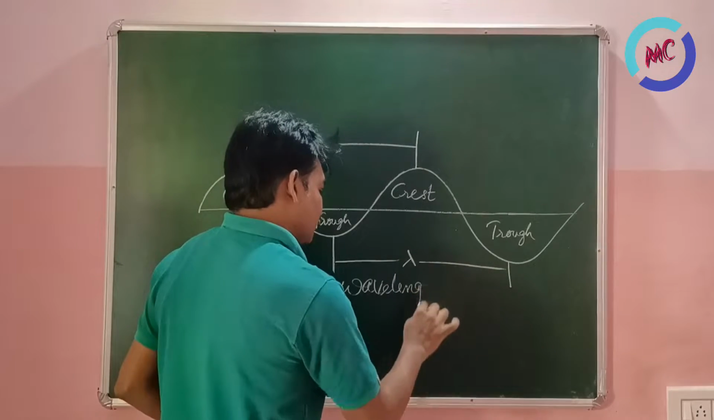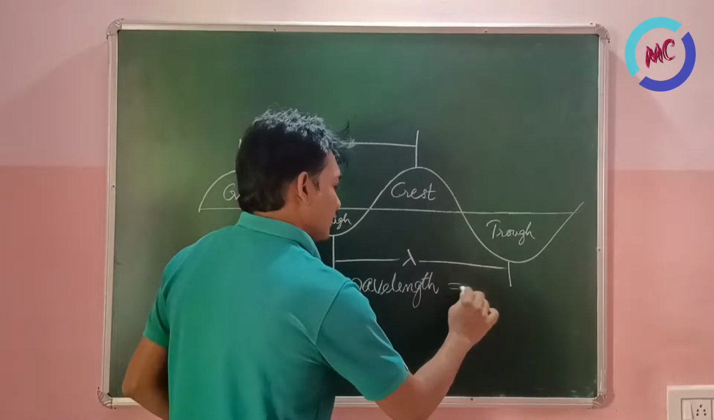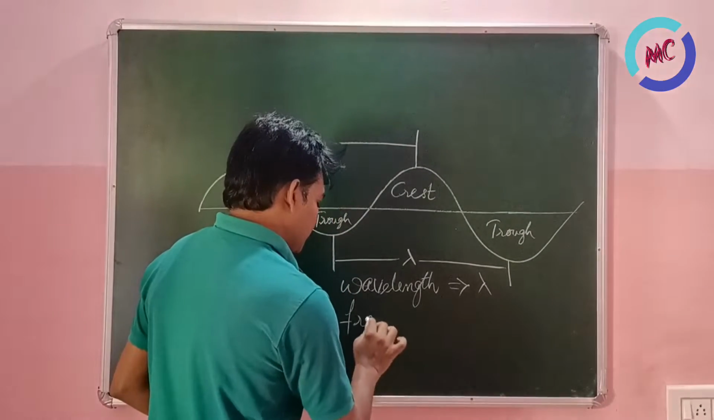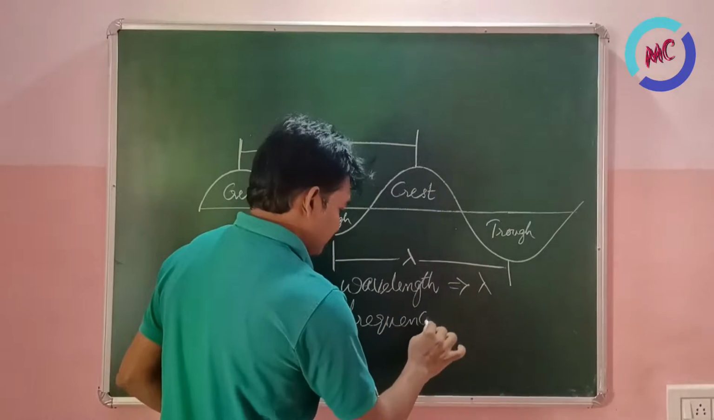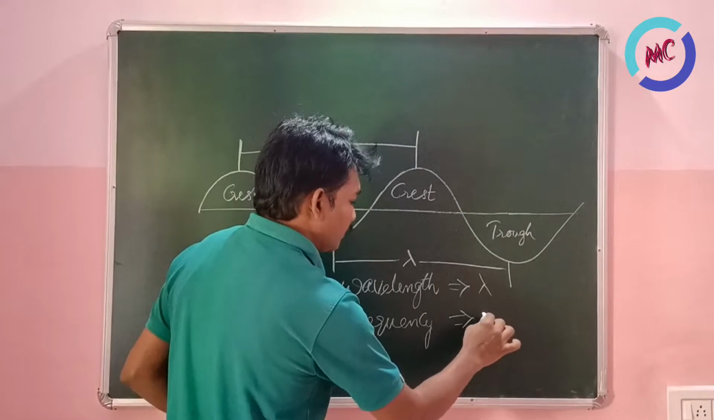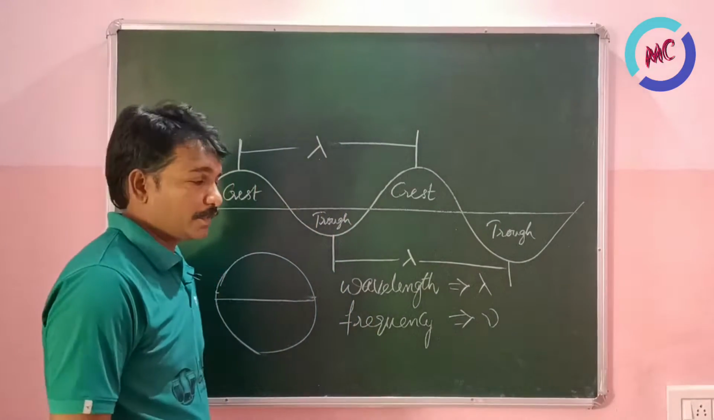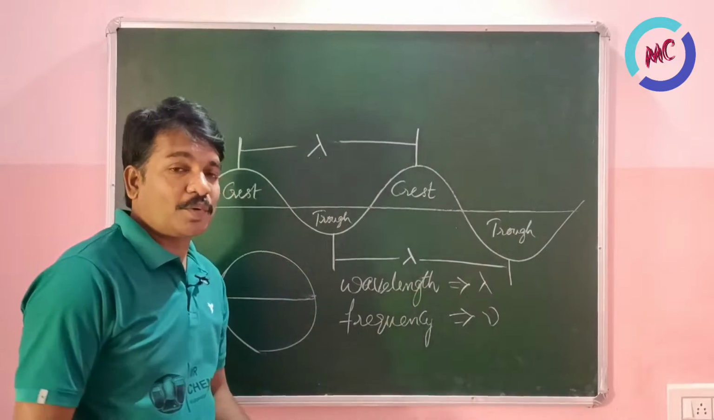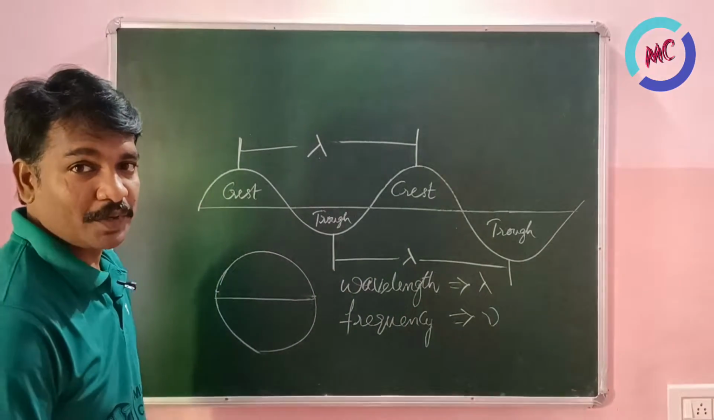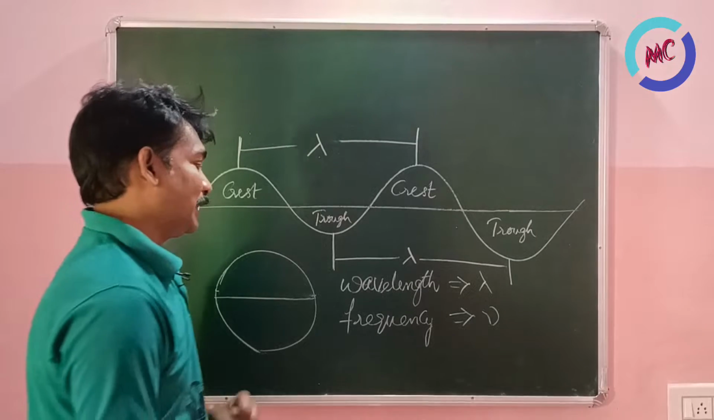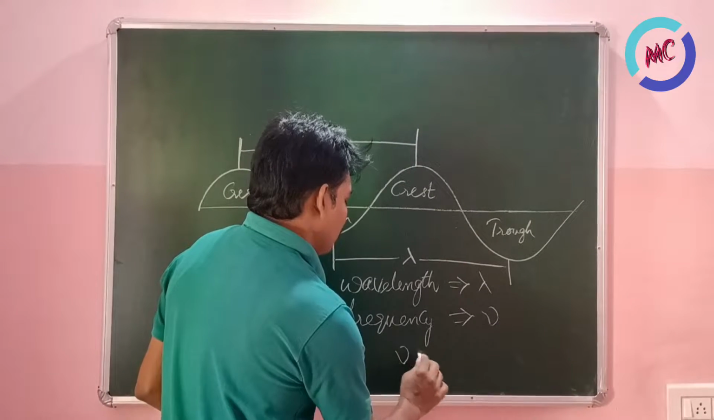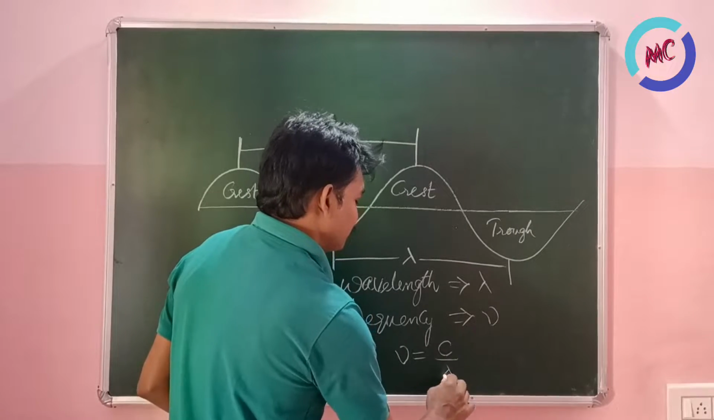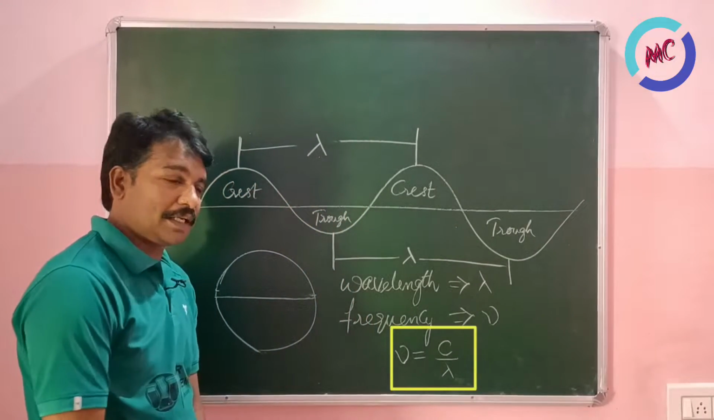Wavelength is lambda and frequency is represented with nu. It's a nu, okay? And what is the relation between these two things? These two are reciprocal to each other. Nu is equal to C by lambda.